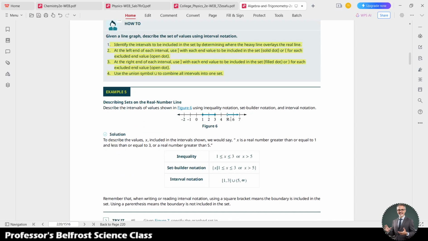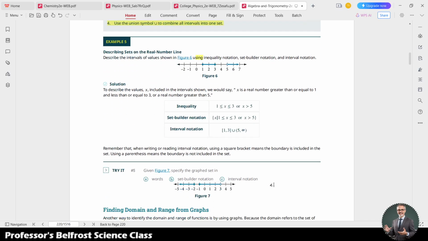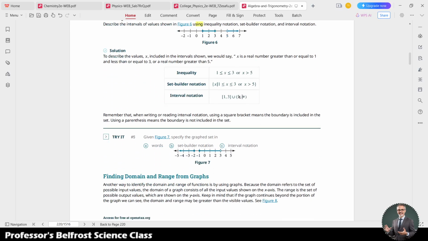For example, the first range: you see this is a black dot, so 1 is less than or equal to x, less than or equal to 3. And the second range: this is a blank dot, so 5 is less than x, less than infinity. And we use union as notation. One more thing: for infinity, you can never use a bracket. You only use parentheses.